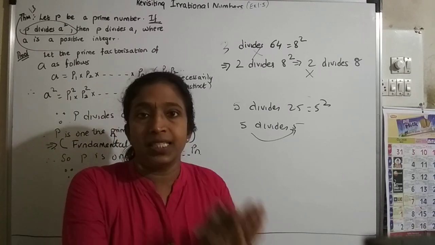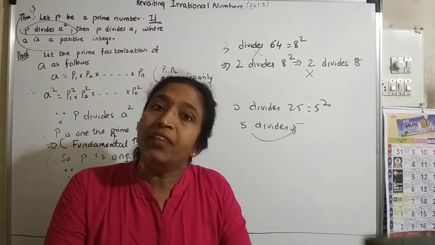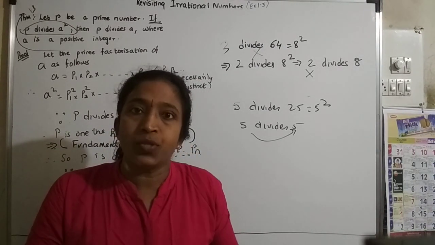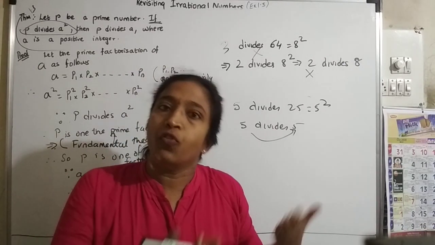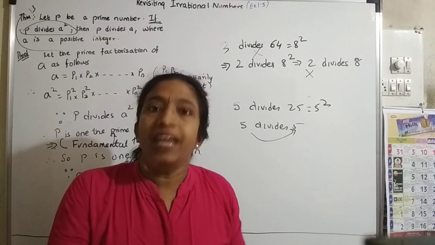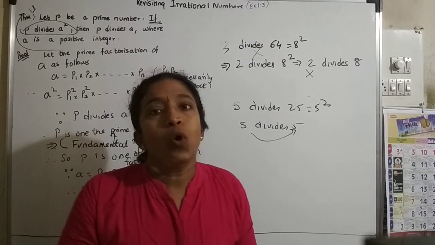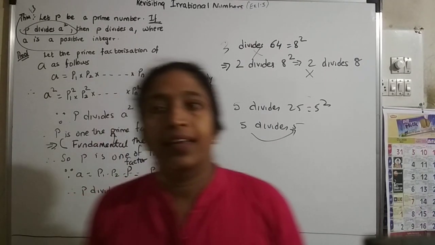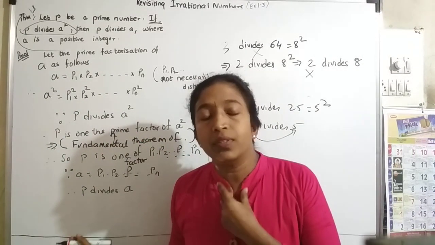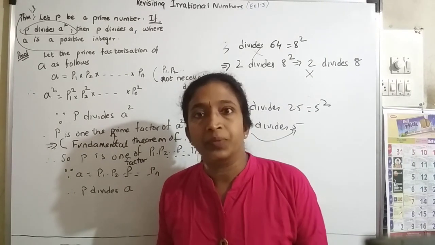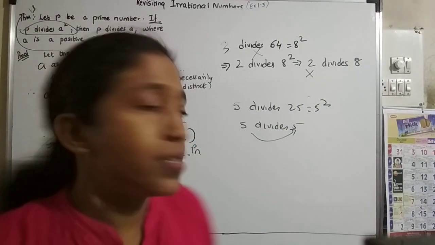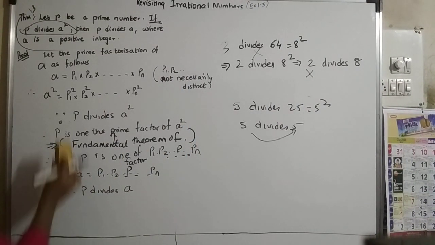If this condition is there, then p will be dividing, because if p is dividing a square, p will be one of the factors of a square, and a will exist, right? So p will also divide a. I hope you have understood this theorem very clearly. Correct? Now moving to the next, we will go to the actual theorem.